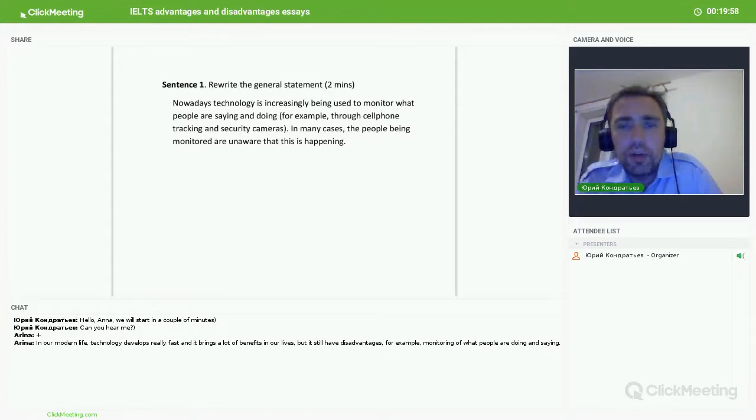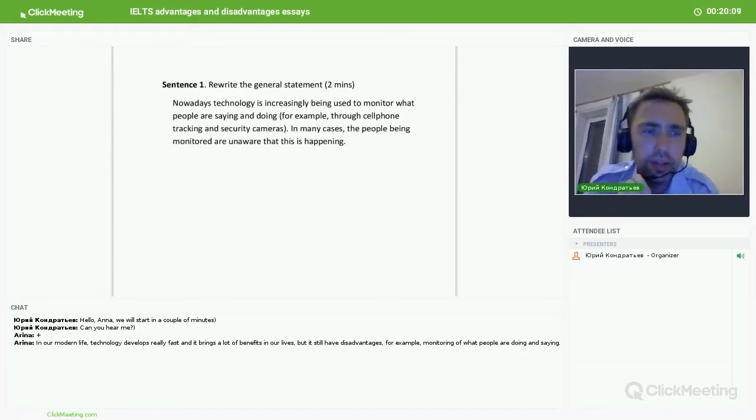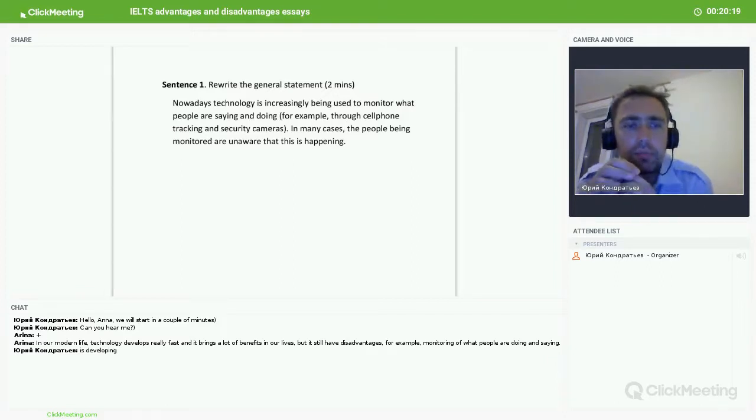Okay, so here's an example from Marina. In our modern life, technology, it's a process, so we should write is developing really fast. Yes, so it's just better to emphasize that this is a process. Use present continuous. Is developing really fast and brings a lot of benefits in our lives. Okay, I would say brings a lot of benefits to our lives.